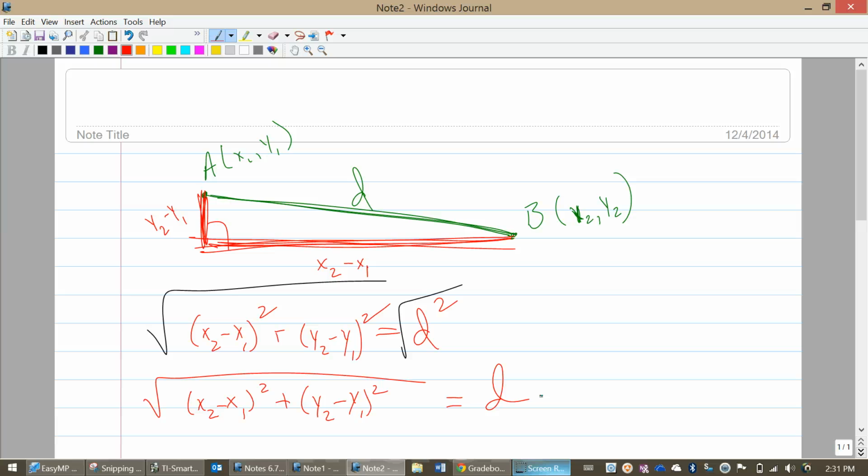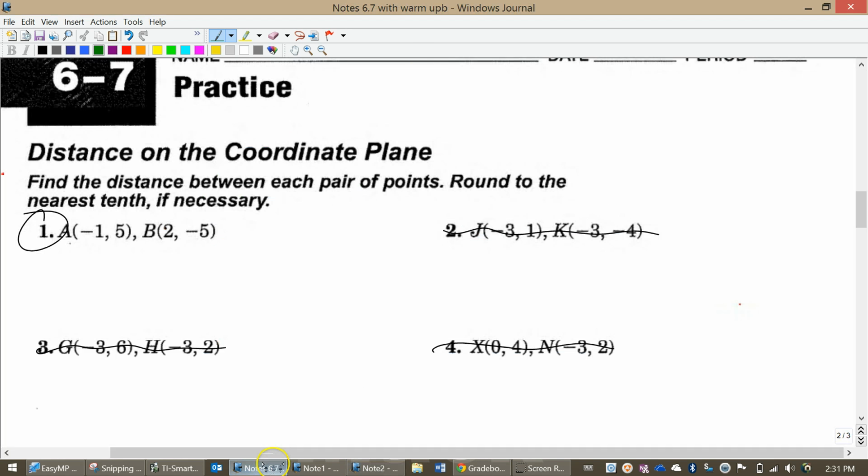That's our distance formula. That's what I want you to write down up here. Distance equals the square root. I'm going to change it a little bit and put x1 first just because I feel like it. It doesn't matter because they're variables.